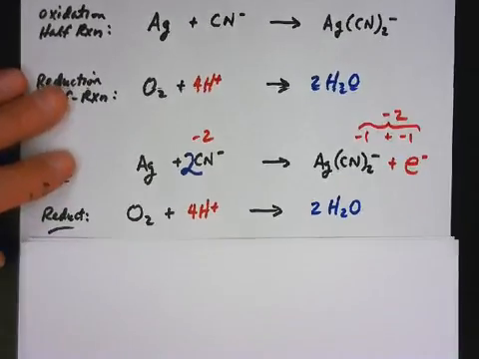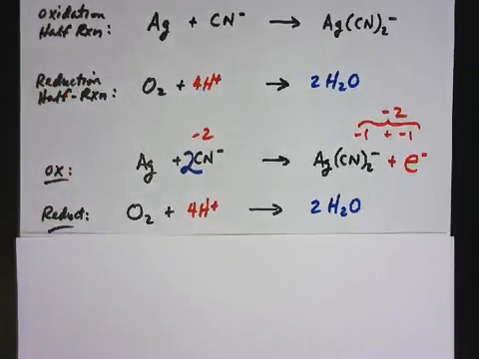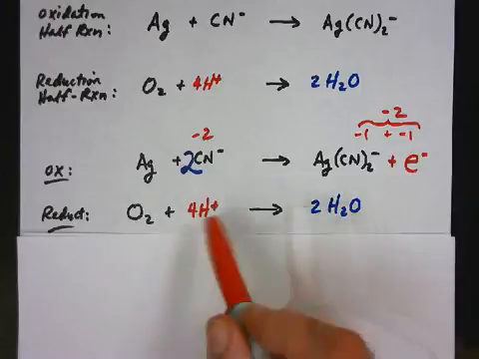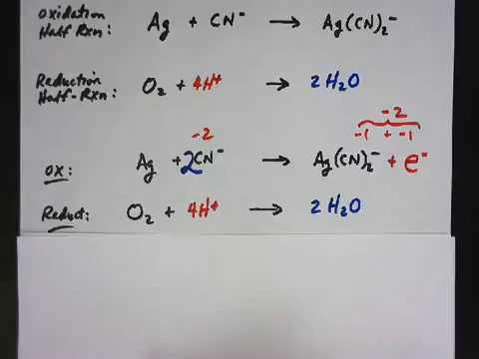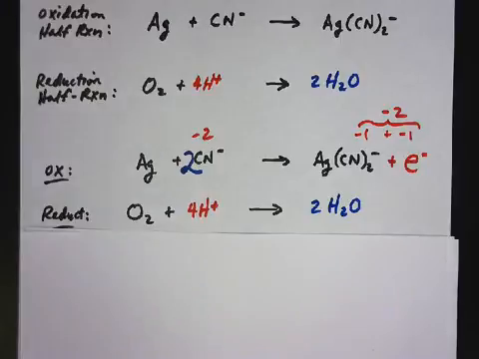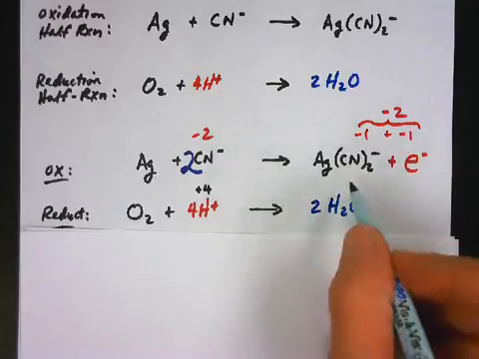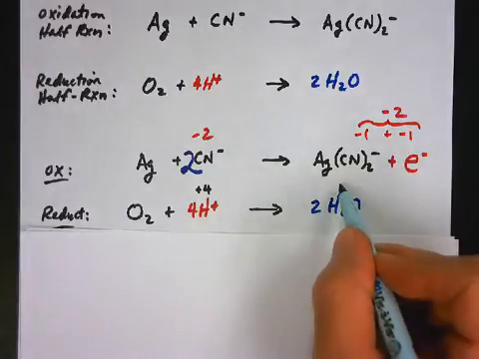Now let's look at our reduction half. Okay, we already balanced the elements from before in adding the water and the H plus. Now let's check our charges. Over on the left side, we have what? We have +4. And over on the right hand side, the total charge is neutral, it's 0.